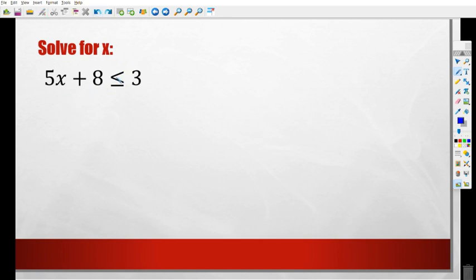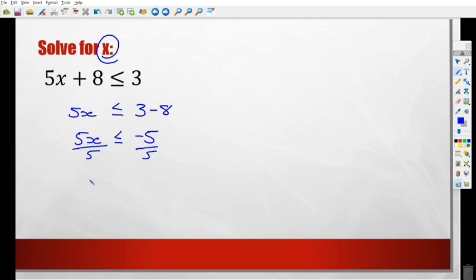Again, I'm going to treat it as if it's an equation. I'm going to take all my numbers this way and keep that the same way. Take the 8 across, and we've got 3 minus 8, so we've got 5x smaller than or equal to negative 5. I just want x because I'm solving for x, so I'm going to divide by 5 on both sides. Then I'm going to have x on this side smaller than or equal to negative 1.